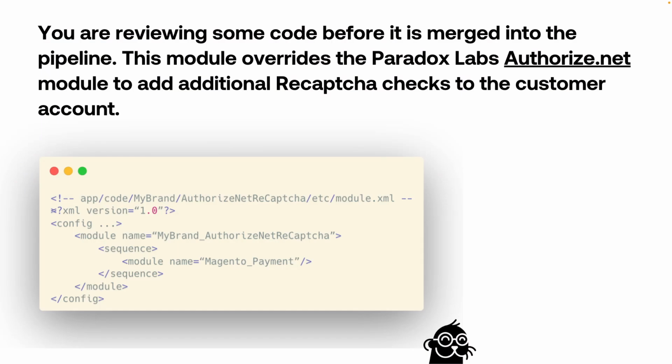You are reviewing some code before it is merged into the pipeline. This module overrides the ParadoxLabs authorized.net module to add additional reCAPTCHA checks to the customer account area.